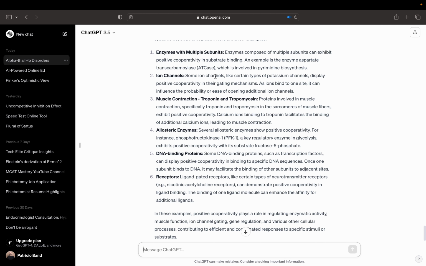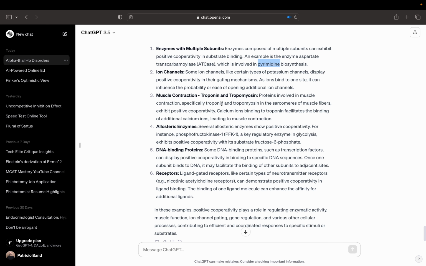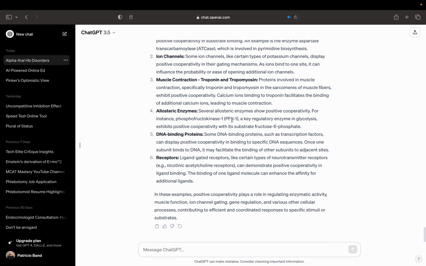So enzymes with multiple subunits, and the enzyme aspartate transcarbamylase, ATCase, is involved in pyrimidine biosynthesis. Pyrimidine biosynthesis. So we had purines and pyrimidines. Purines were A and G and pyrimidines were C and T, right? We have for muscle contraction troponin and tropomyosin. They're in the sarcomeres of muscle fibers. They exhibit positive cooperativity. Calcium ions binding to troponin facilitates the binding of additional calcium ions, leading to muscle contraction.